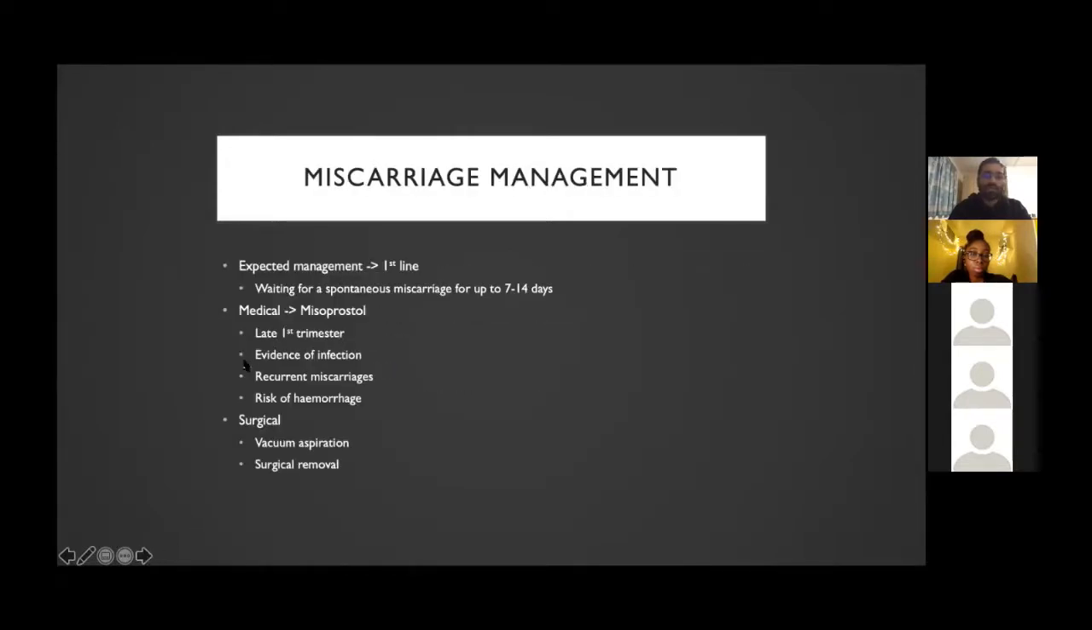So in terms of a patient having recurrent miscarriages, does anyone know of risk factors for recurrent miscarriages, particularly one syndrome? Yeah, antiphospholipid syndrome, the patient would have recurrent miscarriages. And risk of hemorrhage, those would be clotting disorders and things like that. So surgical management is generally the last form of management, and that would be a vacuum aspiration or surgical removal.